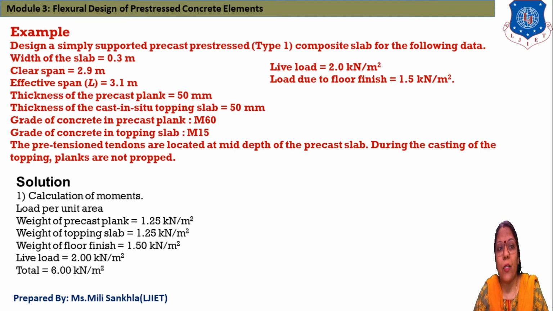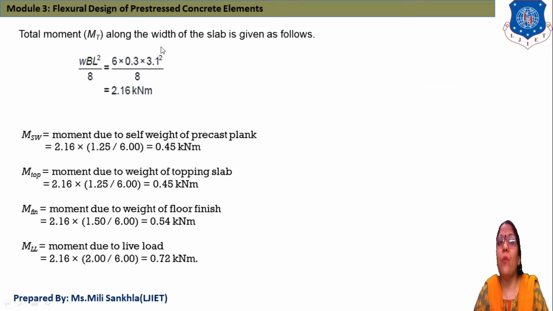Effective span is given 3.1 meters, so we take 3.1 square divided by 8, and the answer is equal to 2.16 kilonewton meter. This is the total moment of our one-way slab according to width.